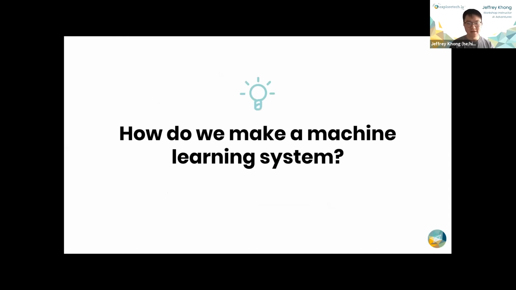So without further ado, Ashwin will take it away now and start to explain how we make a machine learning system, what it is, and really kind of the nitty gritty of it.